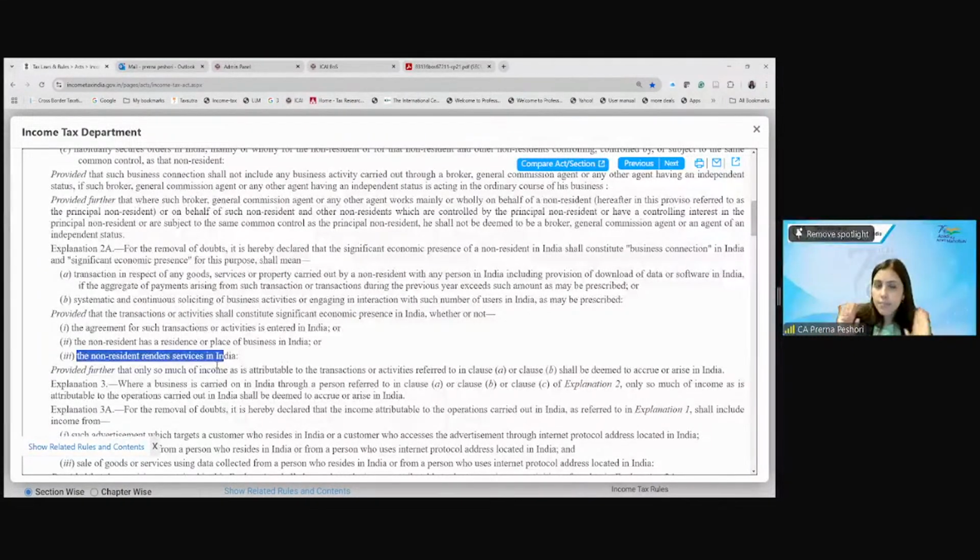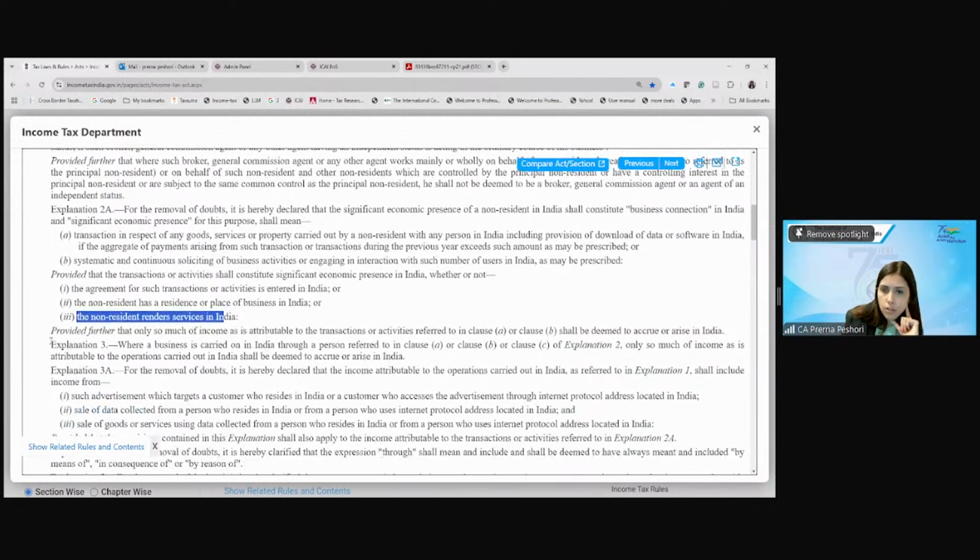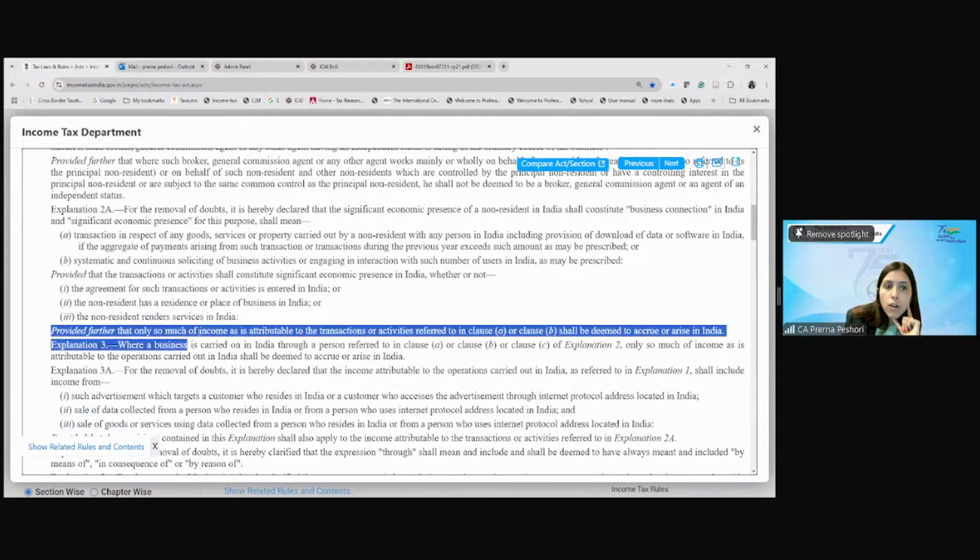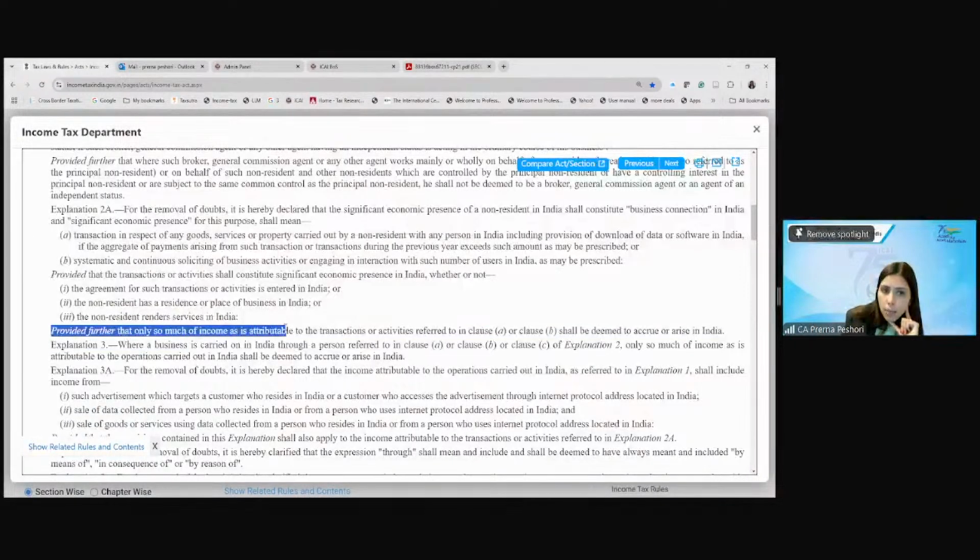Are we clear? Now it says, provided further, only so much of the income as is attributable to the transactions or activities referred to in clause A or B, meaning these two clauses, shall be deemed to accrue or arise in India. Let's read explanation 3 also, and then we'll understand what this point says.